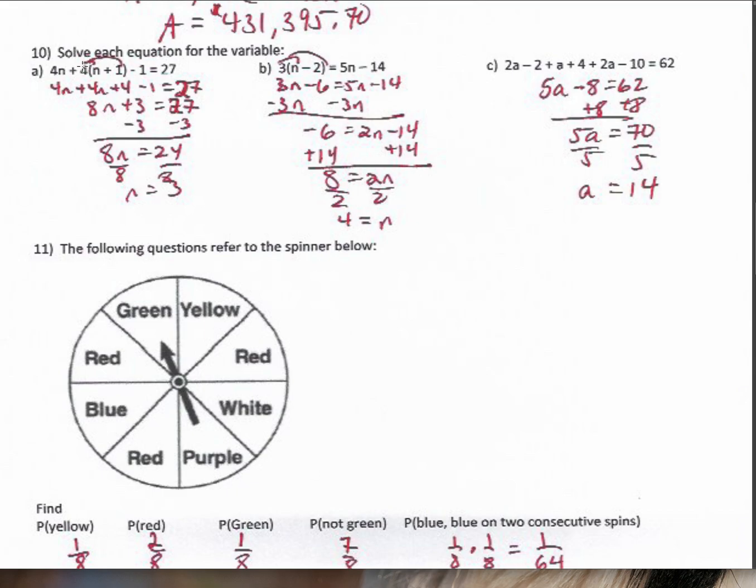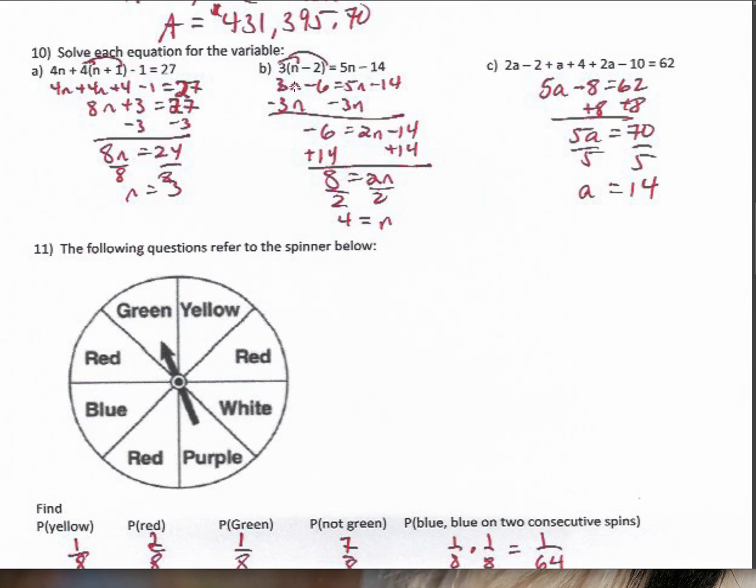Number 10, solve each equation for the variable. In the first one here, A, we want to make sure we distribute the 4. That's 4n plus 4. So 4n plus 4n plus 4 minus the 1 is 27. Getting all my n's together, that's 8n. Getting all my numbers together, that's plus 3 is 27. Subtracting 3, 8n is 24. n is equal to 3.